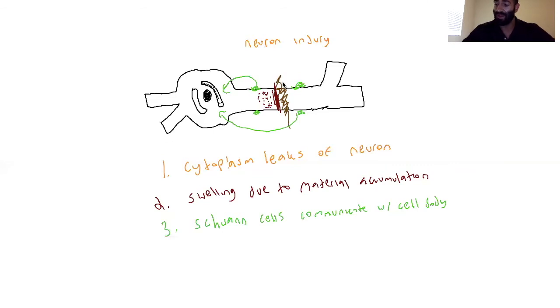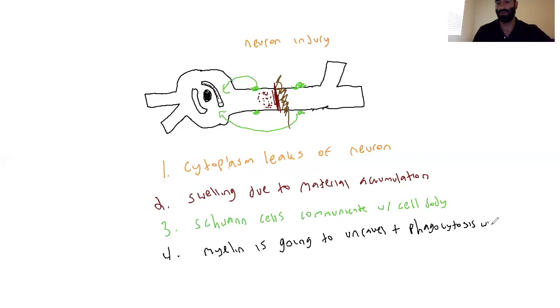Okay. What's going to happen also is that the myelin is going to unravel, and phagocytosis will occur. What's going to happen is that the myelin is going to begin to unravel. And then the macrophages, or the glial cells, are going to come and they are going to start to clean up the debris. They're macrophages. That's what they do. That's their job. They're just doing their responsibilities.